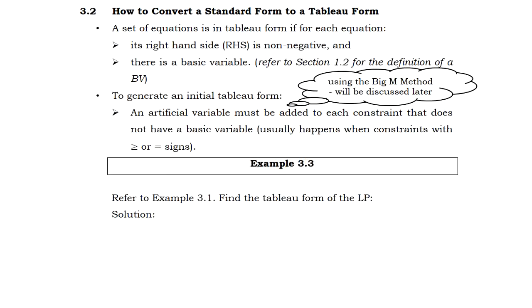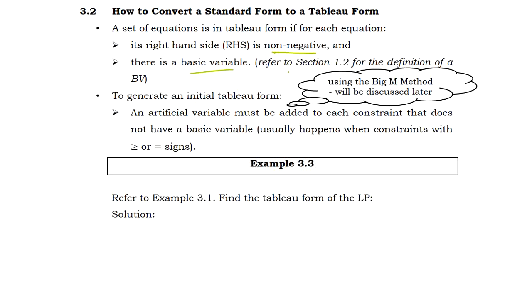Okay, so after we convert an LP form to a standard form, then we need to convert to a Tableau form before we can execute the Simplex algorithm. So how to convert a standard form to a Tableau form? A set of equations is in Tableau form if for each equation or constraint, its right hand side is non-negative, and second, there is a BV, or basic variable, for each constraint.